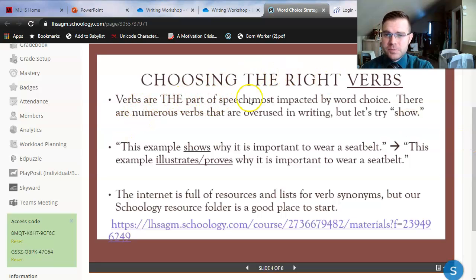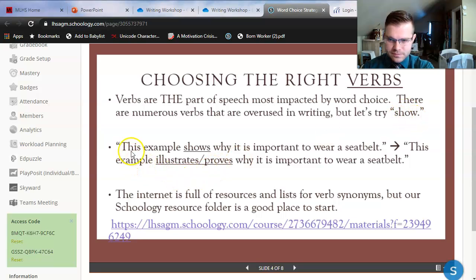Verbs are the part of speech most impacted by word choice. There are numerous verbs that are overused in writing. I'll show you a list of those in just a moment. But let's play around with the word show, for example. This is one that you guys have probably been using in essays for years. It's one that I still get tempted to use in essays or overuse in essays.